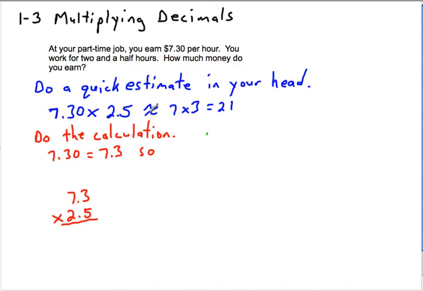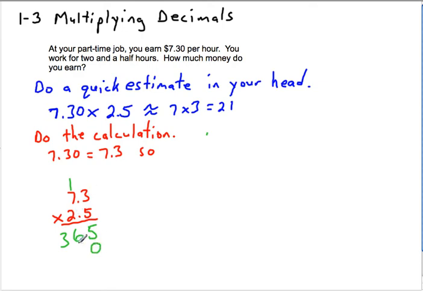So now we're going to do the calculation. When you're multiplying decimals, the decimals don't really matter at first. So we're just going to pretend that we're multiplying this problem without decimals at all. So we have 5 times 3, which is 15. Carry the 1. And 7 times 3 is 21, plus 1 is 22. Then we have to put our placeholder 0 here.